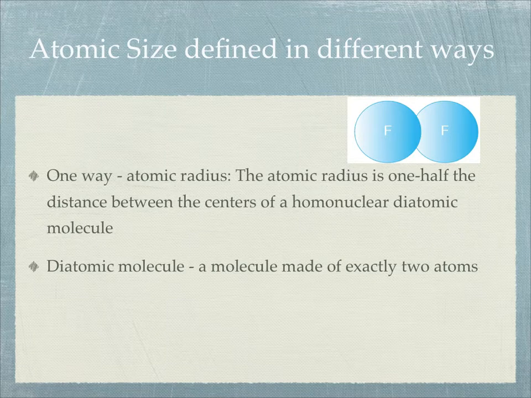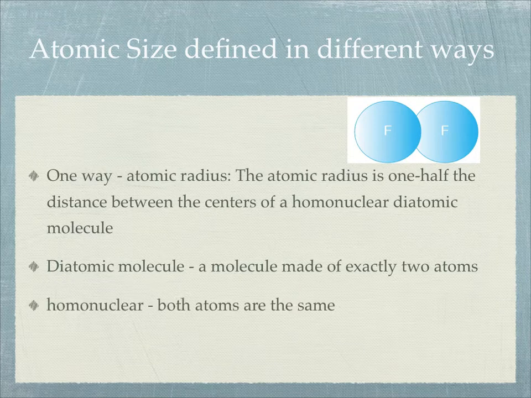Diatomic means made up of exactly 2 atoms. It's very important that you understand this term, diatomic. We're going to talk about it a lot in the next chapters, so make sure you're familiar with it. Homonuclear means that they're both the same thing. So it's both Fs, both fluorines, not 1 hydrogen and 1 fluorine.